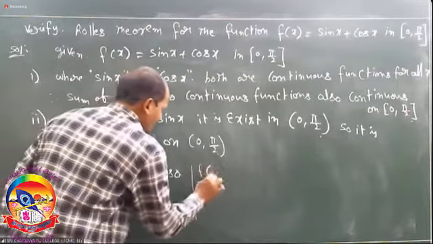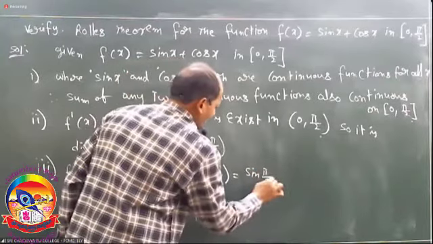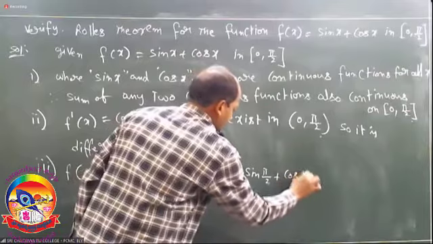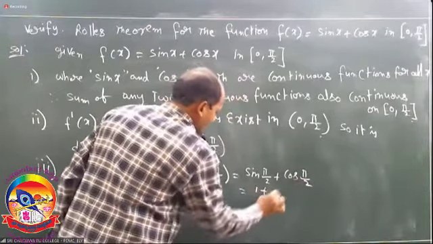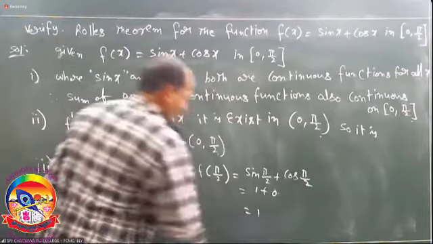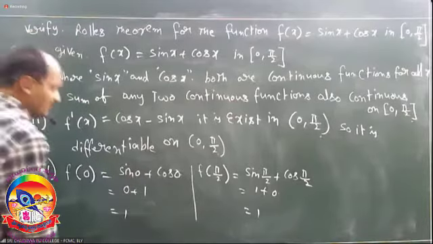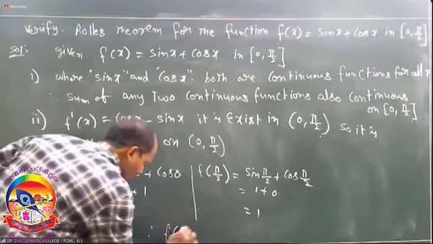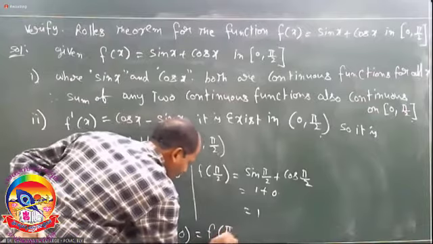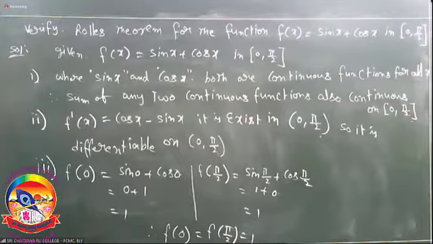And f of pi by 2, that is sin pi by 2 plus cos pi by 2. Sin 90 degrees is 1, cos 90 degrees is 0. So 1. So f of 0 is equal to f of pi by 2, which is equal to 1. Okay? Continuation is there. So first copy this one. We will do continuation.